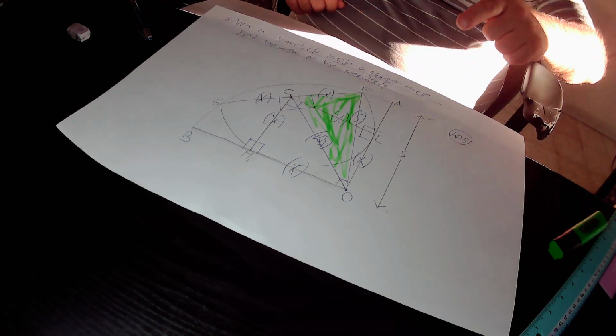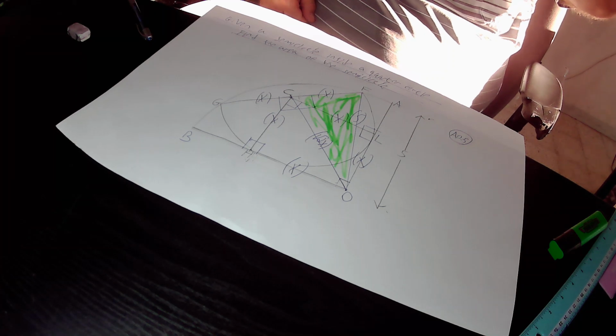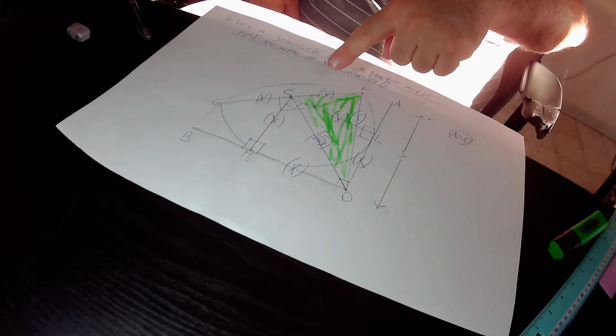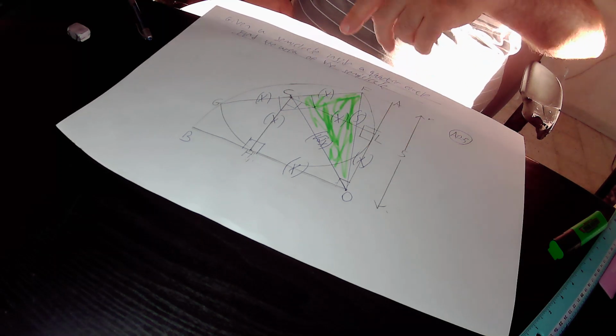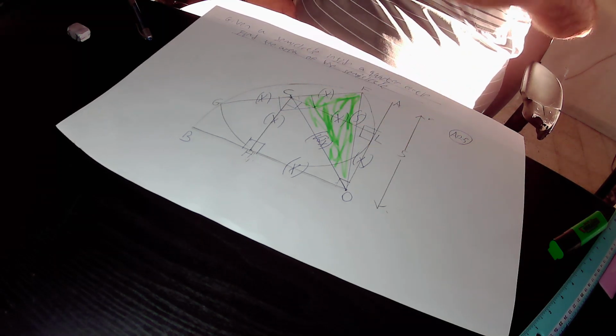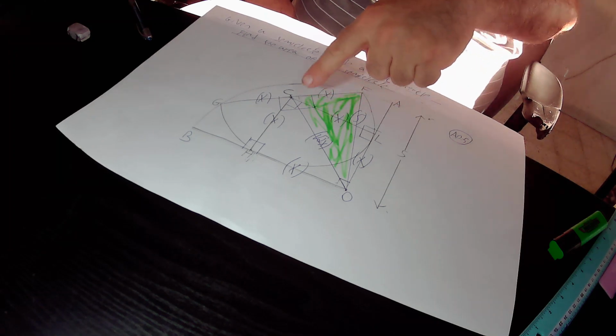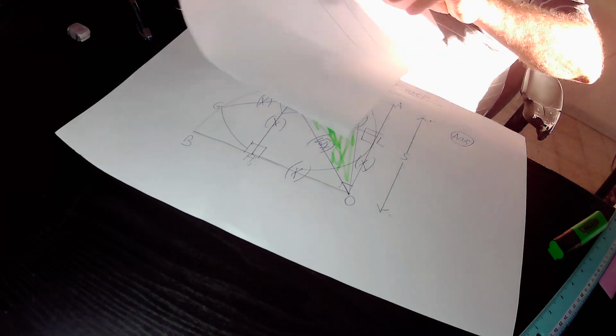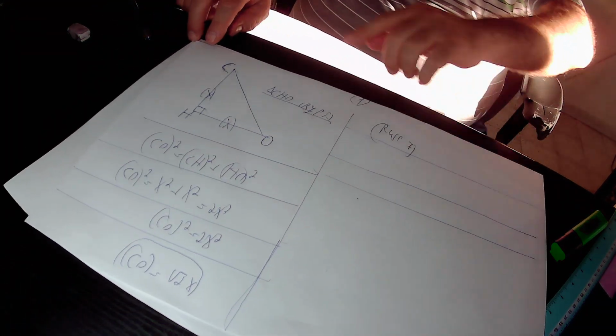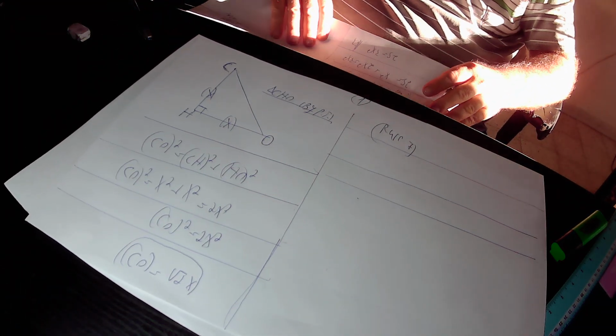In the next step, we join points O and C together by a straight line. By joining points O and C, we can form the right-angled triangle CHO. So copy this right triangle CHO onto your page. Okay, this is the right-angled triangle CHO that is taken from the original drawing.